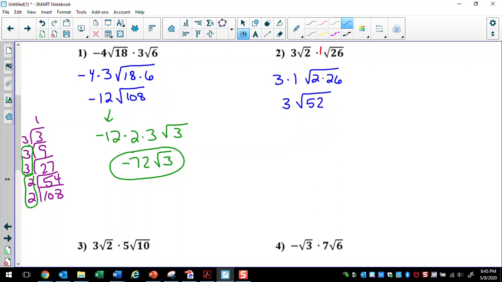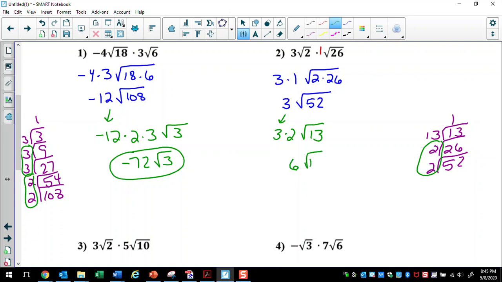So now I need to check to see if I can simplify that. So I'm going to birthday cake 52. So 2 can go into 52 26 times. 2 can go into 26 13 times. 13 is one of our prime numbers, so the only number that can go into that is 13. Alright, so now I've got a pair of 2's. So I can bring down my 3 times, I need 1 pair of 2's, and then I have 13 left over. So 3 times 2 is 6, radical 13.